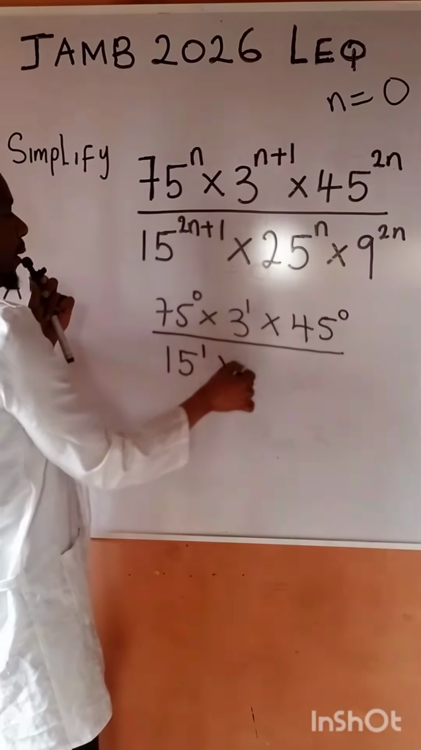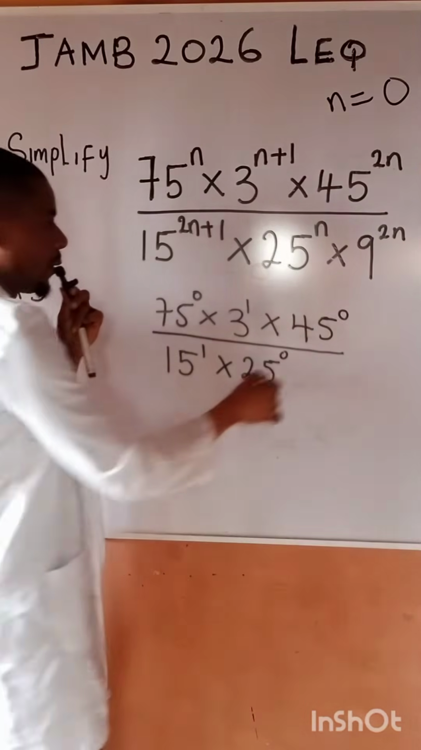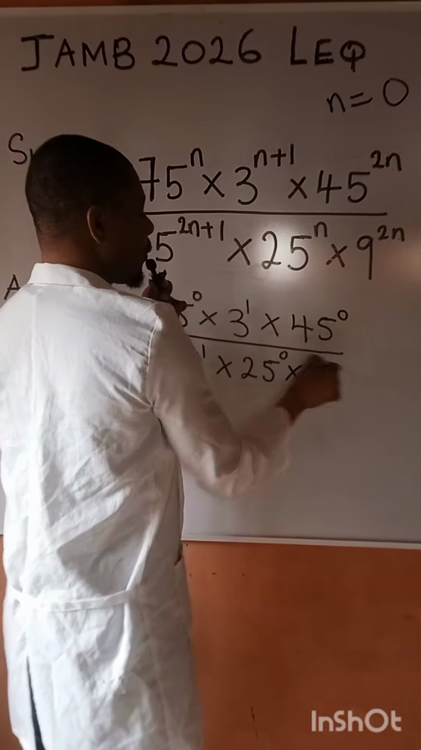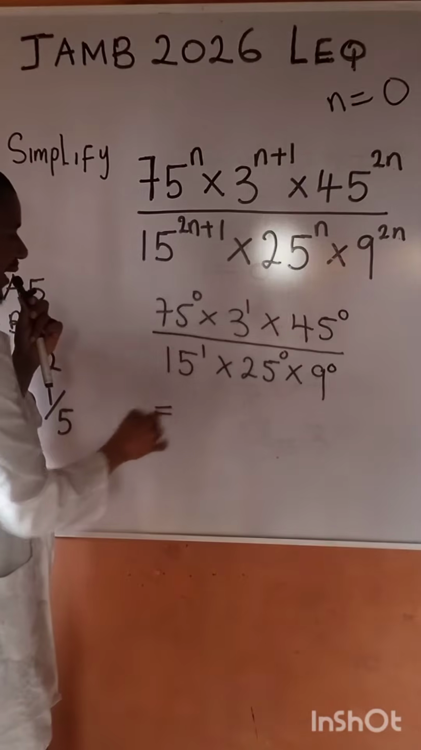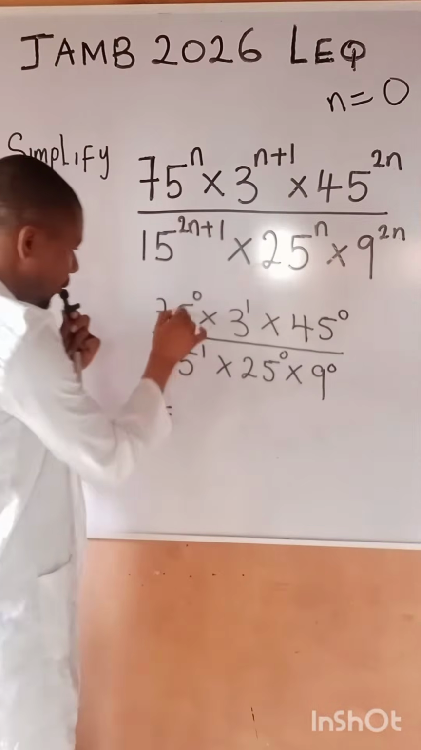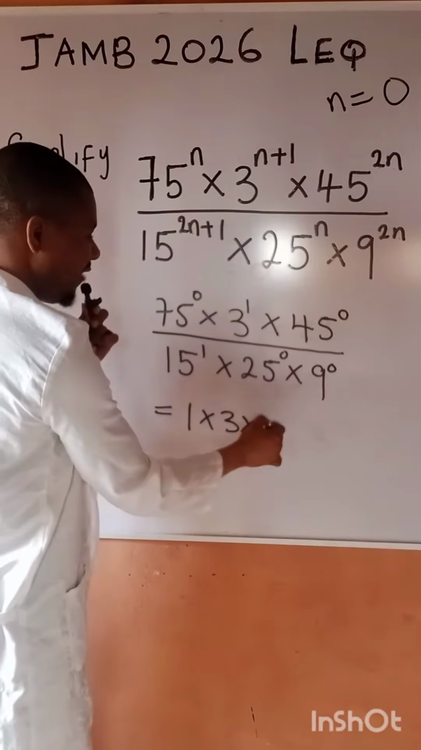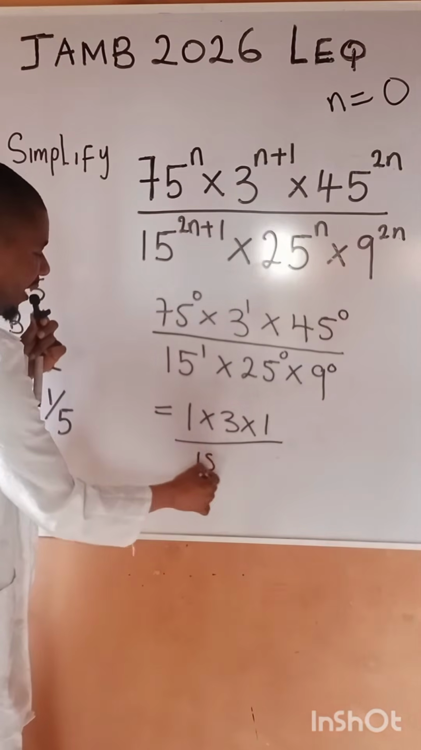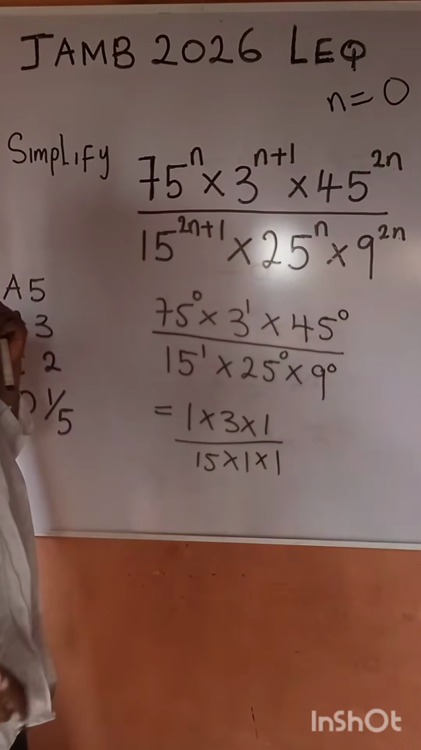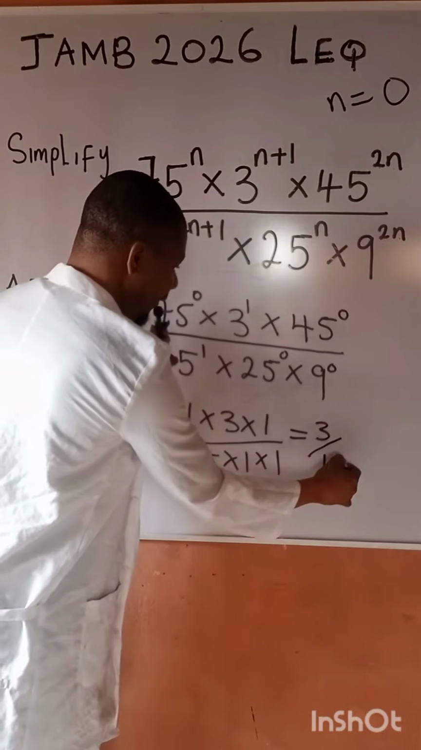Multiply by 25 raised to the power of 0. Multiply by 9 raised to 2 times 0, which will give us 0. So finally, any number raised to the power of 0 is equal to 1. So I have this to be 1 multiplied by 3 multiplied by 1, divided by 15 multiplied by 1 multiplied by 1. So in this case, you see that this will give me 3 all over 15.